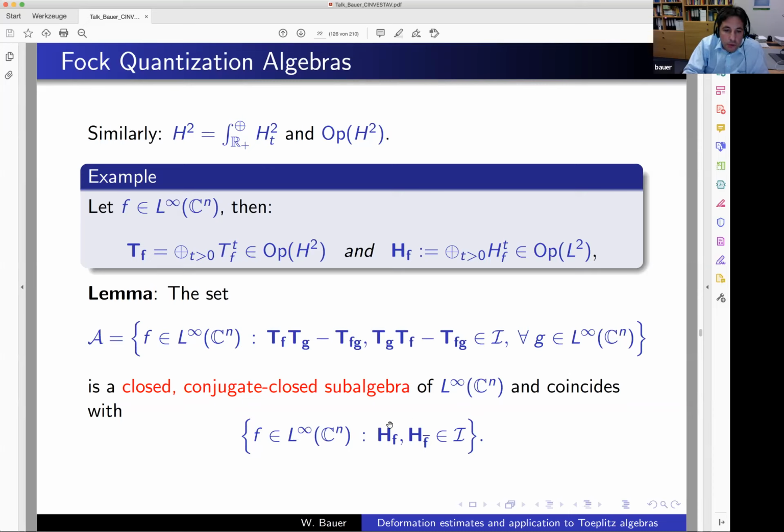And it can also be seen that it coincides with the set of all f in L-infinity, such that the Hankel operators, h_f and h_f bar, are inside this ideal. So it's rather easy to see that A is an algebra. It's not that easy to see that this set here is an algebra, but the relation between the semi-commutators and the Hankel operators gives that.